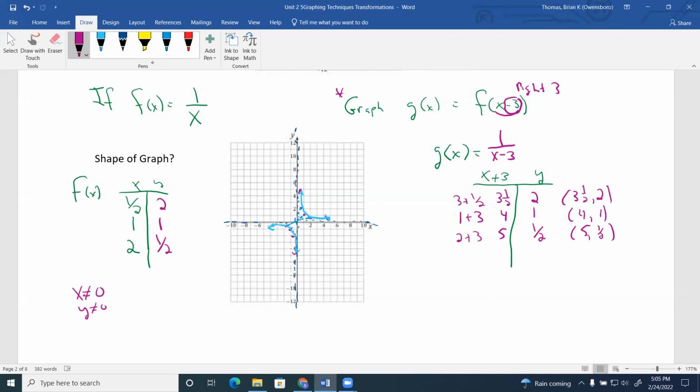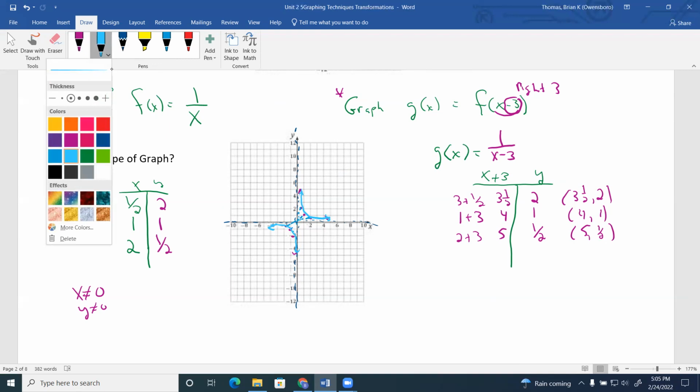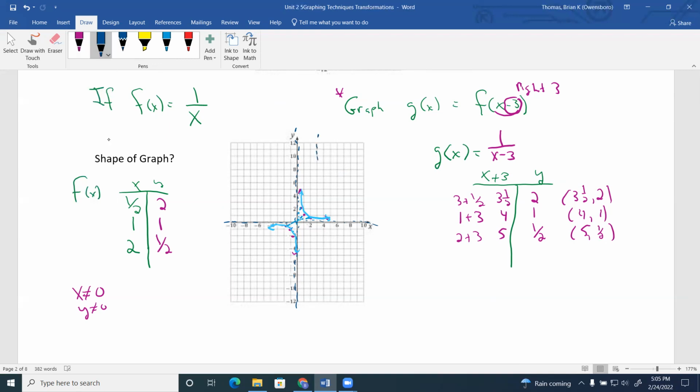Now, something else that we have to pay attention to is we were approaching the y-axis, but that vertical boundary has to also shift over 3. So that boundary is now shifted over here to where x equals 3. So this is my new boundary here, that's actually shifted to the right as well, 3. So when I graph this, that's going to be important.